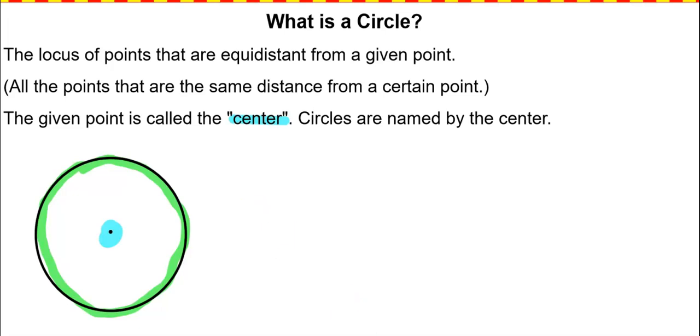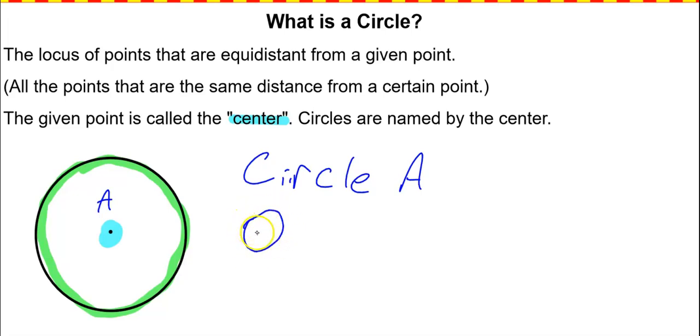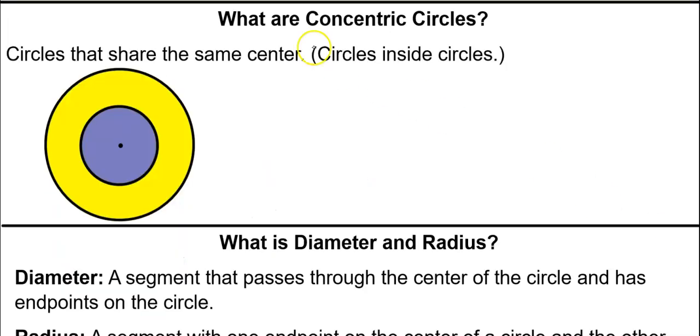And so if I was to give this center a name, let's call it point A, we would know this as circle A. It would help if I could spell. So this is circle A because the point at the center of it is A. You'll sometimes see somebody draw a circle with the center, and then they'll call it whatever that center is. So circle A. Okay.